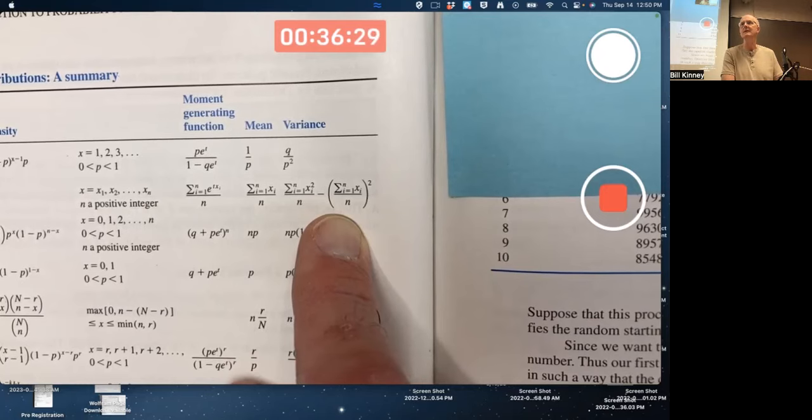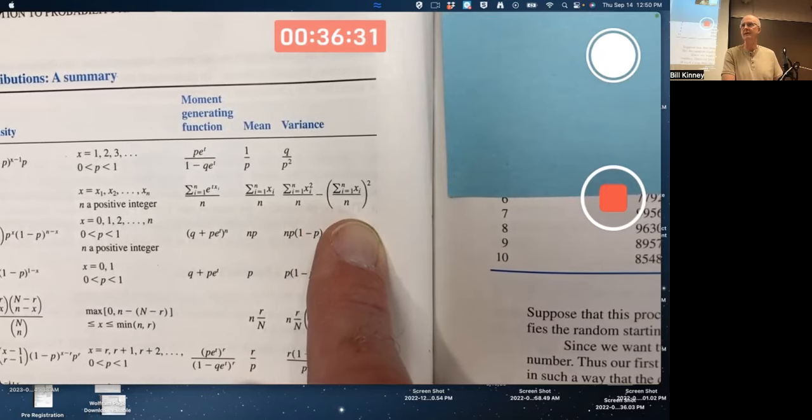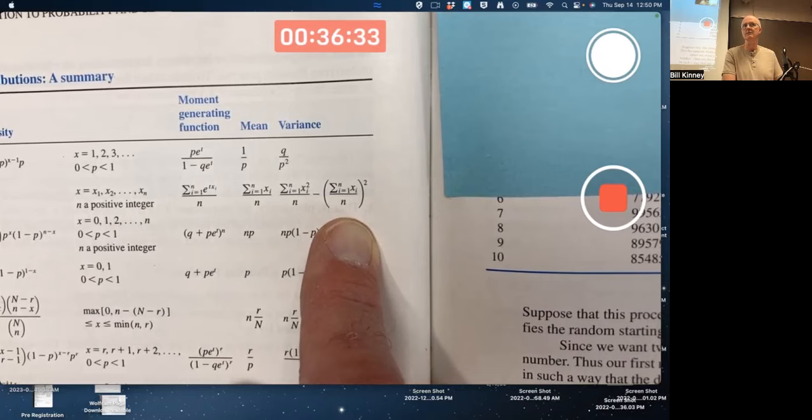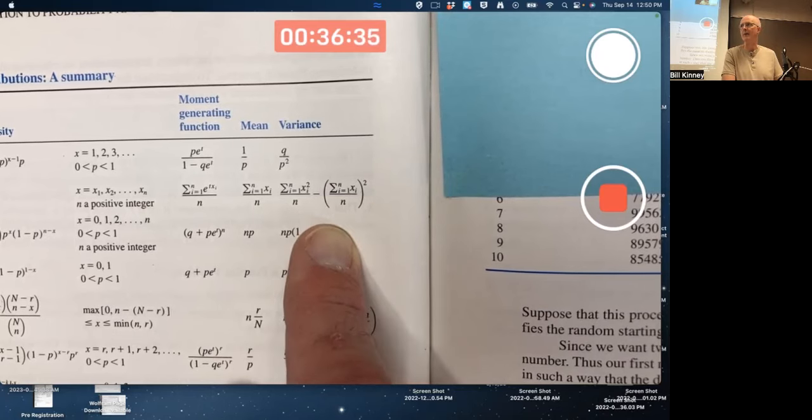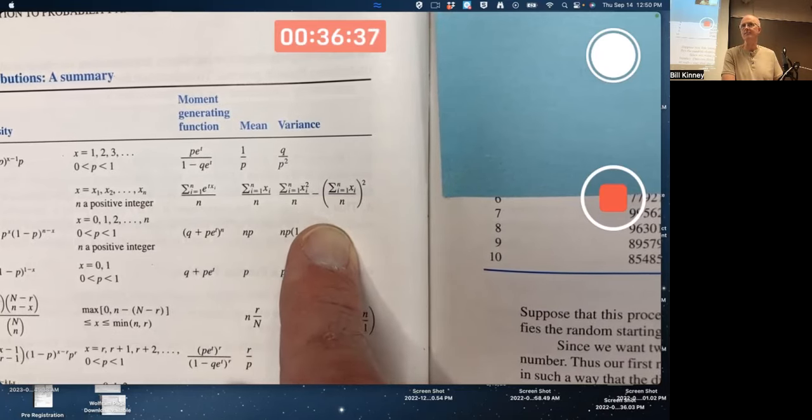You could square this out and get a common factor of n squared. The author's just not bothering to simplify this. Can I clarify anything?